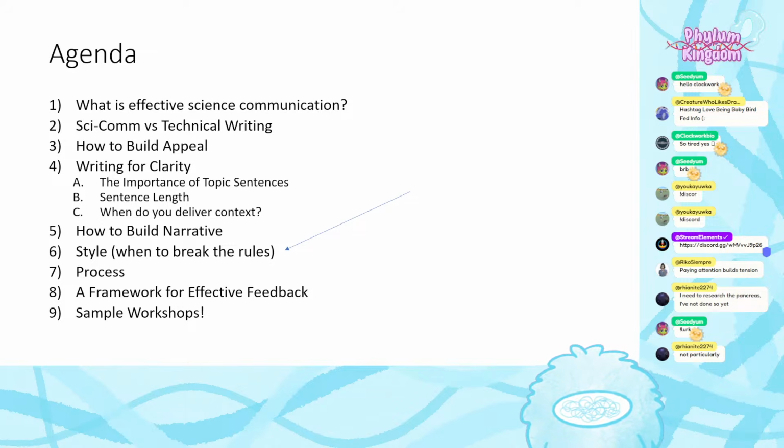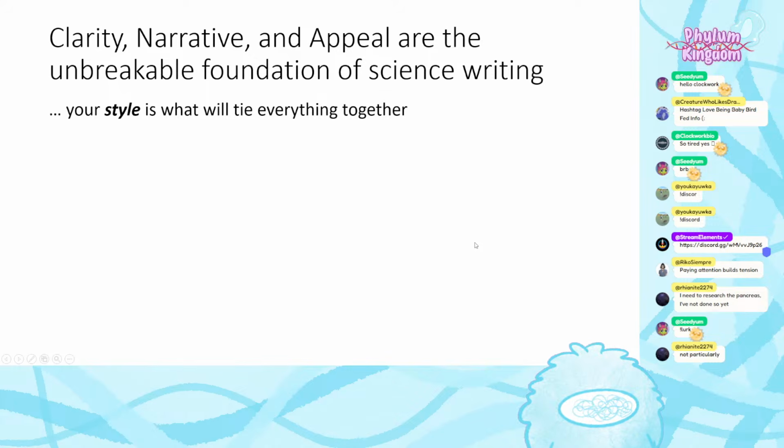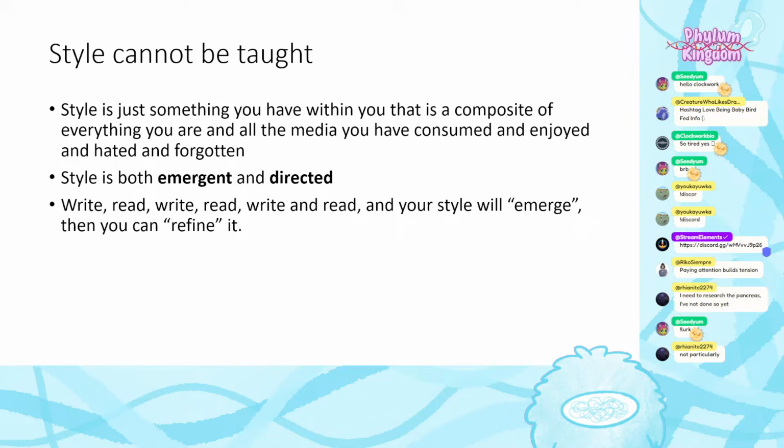All right. So let's talk about style. So clarity, narrative, and appeal are the unbreakable foundations of science writing. Your style is what will tie everything together. Right? Style cannot be taught.